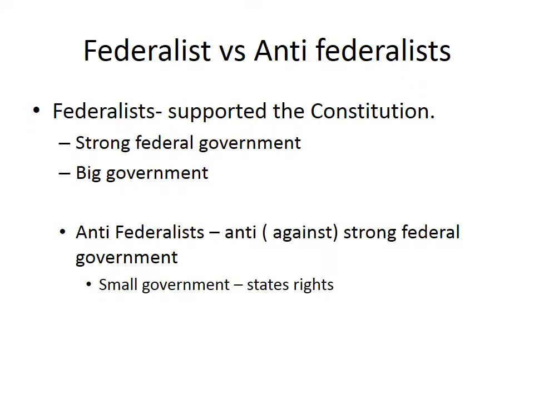Even with all of this compromise, we're still going to have people that liked the Constitution and people who didn't. And you need to remember that the people who liked the Constitution were called Federalists, and people who didn't were called Anti-Federalists. So Federalists, of course, for the federal government, supported the Constitution. They believed in a strong federal government. They wanted a big government. Anti, which means against, would be small government, and they're going to be the ones that support states' rights.